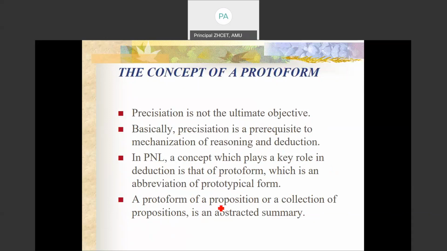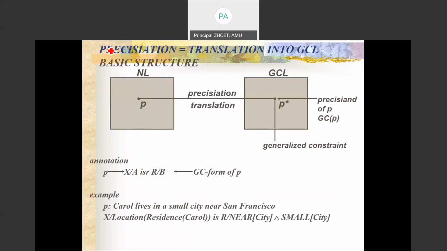A protoform of a proposition or a collection of propositions is an abstracted summary. So if we put all these protoforms together, it becomes an abstracted summary. Summarization, reasoning, deduction all become very easy if we are able to precisiate a natural language. So there is natural language and generalized constraint language, and what is done is precisiation, which is taken to be a kind of translation. This is the precisiation of p, which is the generalized constraint.